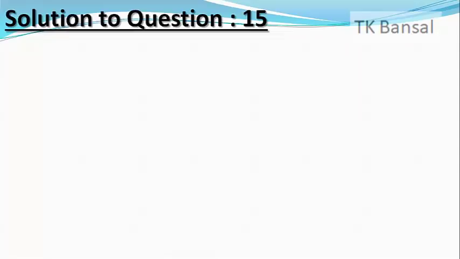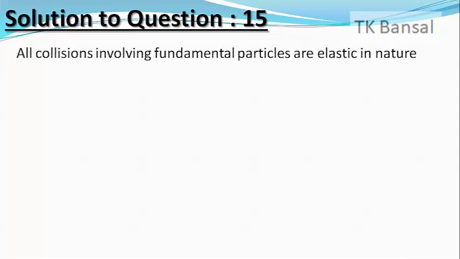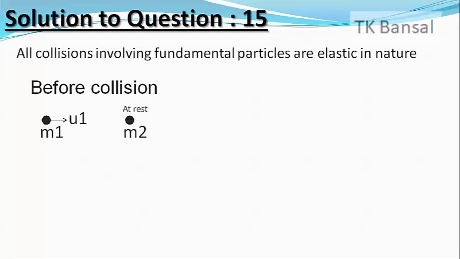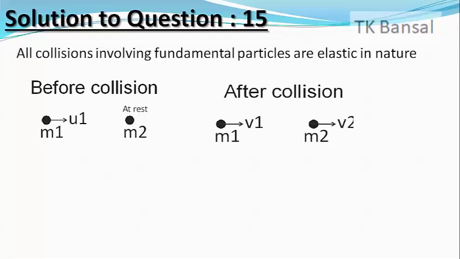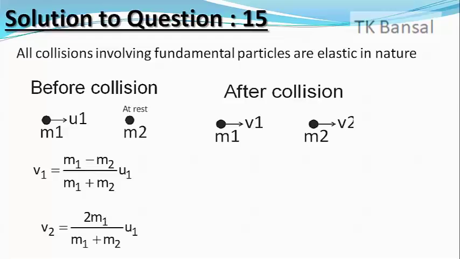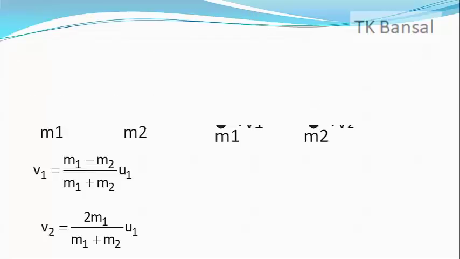This is a very simple question from momentum and collisions. We know that all collisions involving fundamental particles are elastic in nature, and for head-on elastic collisions, the velocities v1 and v2 of the two particles when m2 is at rest are given by v1 is equal to (m1 minus m2) divided by (m1 plus m2) into u1, and v2 is equal to 2 m1 divided by (m1 plus m2) into u1. The practical manifestation of these two equations is shown in the following video clip.